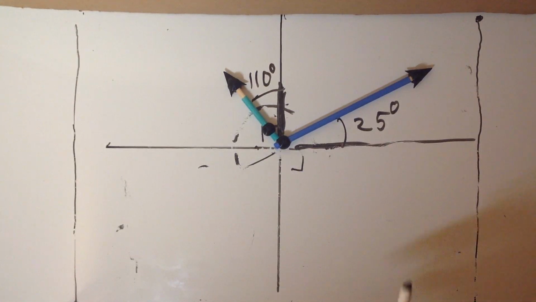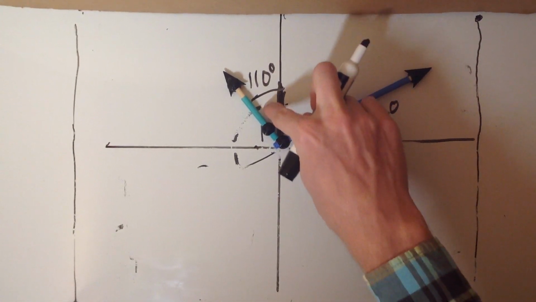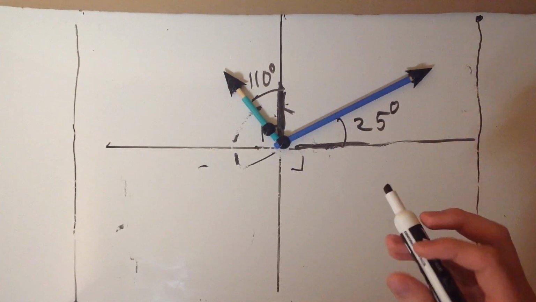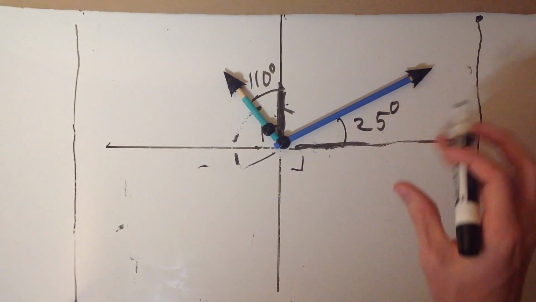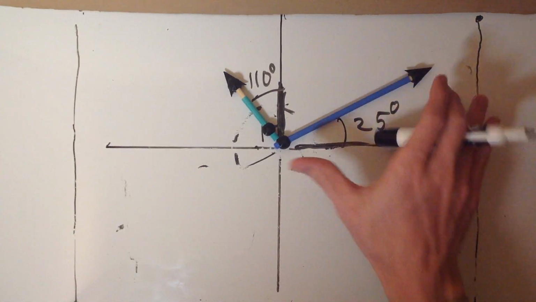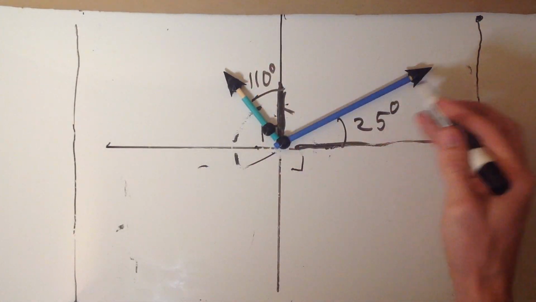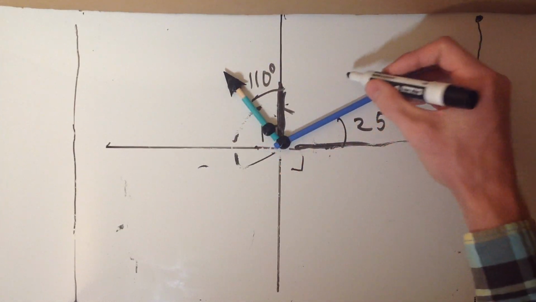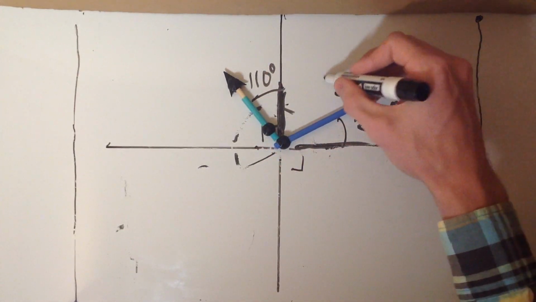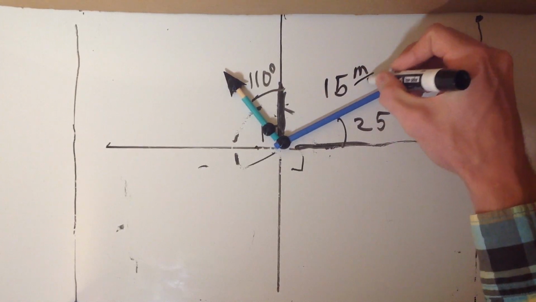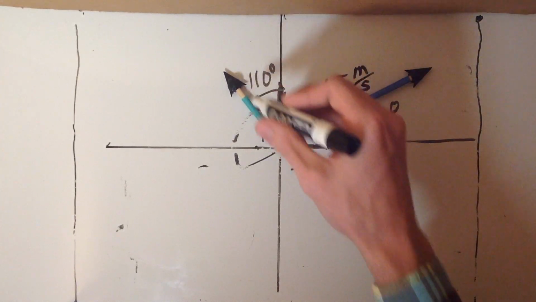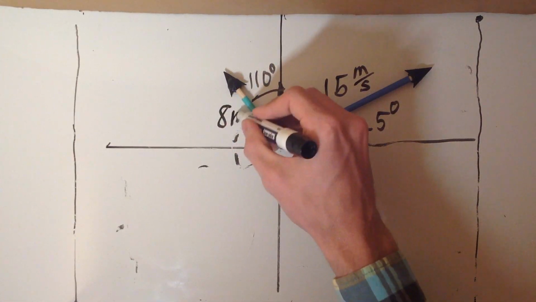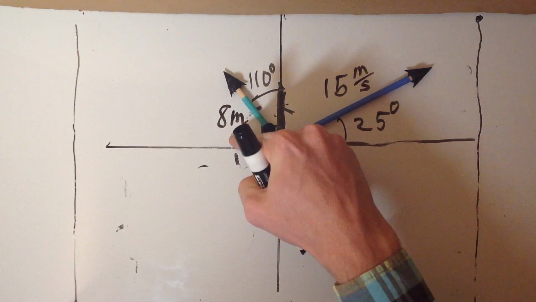And I'm not going to solve this for you. I'll let you work through it, and I'll put the answer in the description area on the YouTube channel. So here's what we're going to do. This looks about roughly twice the size of this vector, so we'll call the blue one 15 meters per second, and the green one we're going to call 8 meters per second.